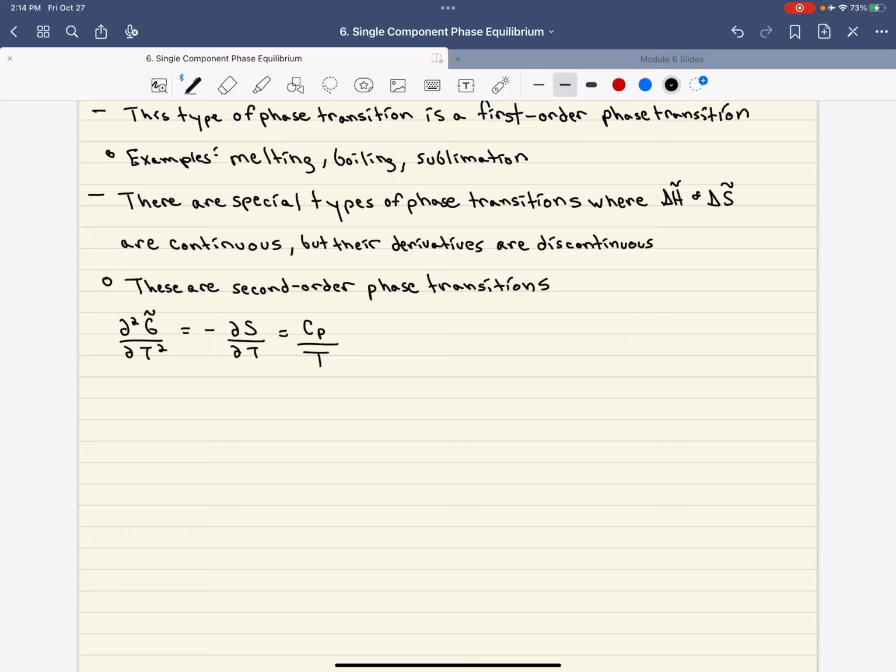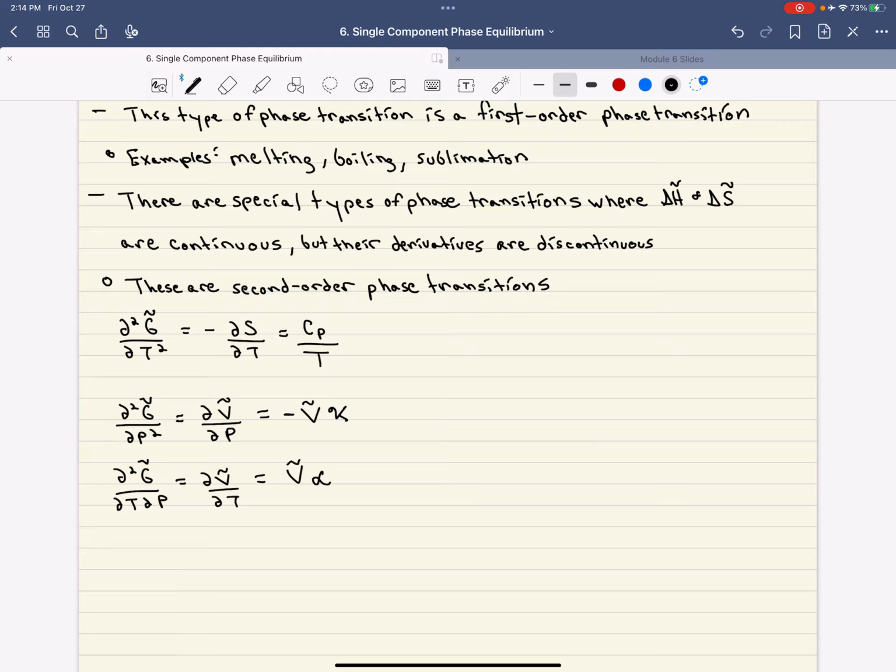Okay? Another example would be if we took the second derivative with respect to pressure. Okay? So that would give us this. And we could relate that to the isothermal compressibility. Or if we took a mixed second derivative, that would give us this relationship. And we could relate that to the isobaric expansivity.